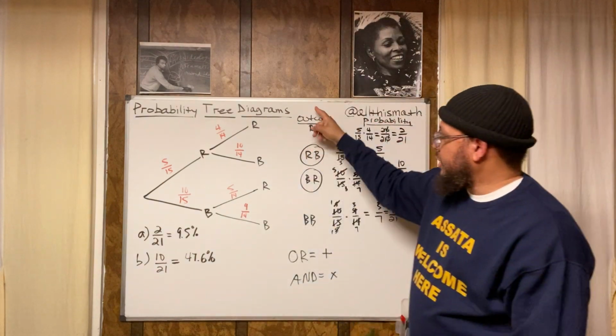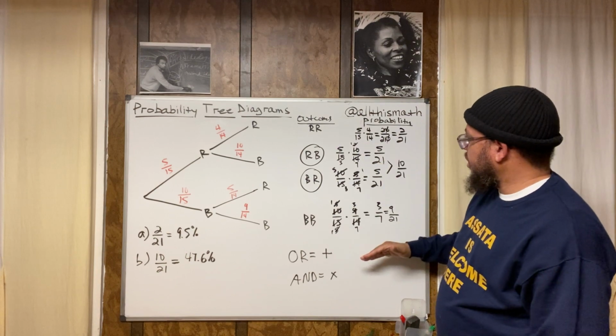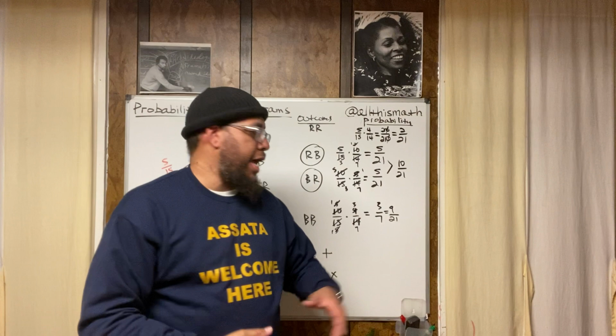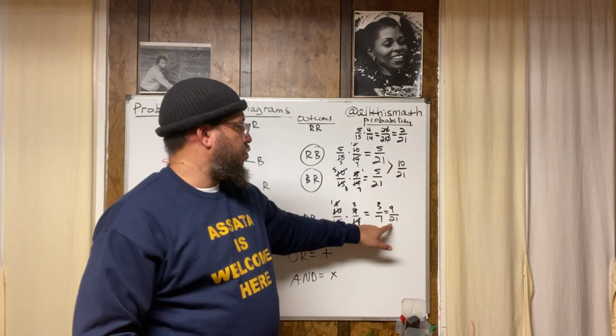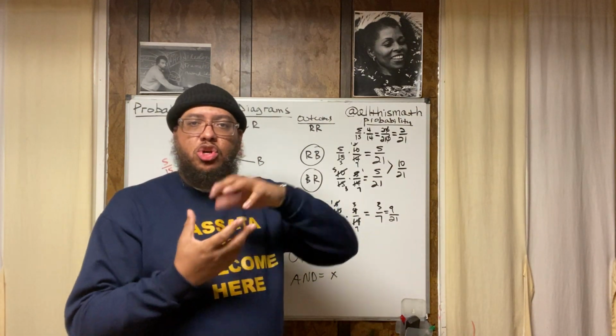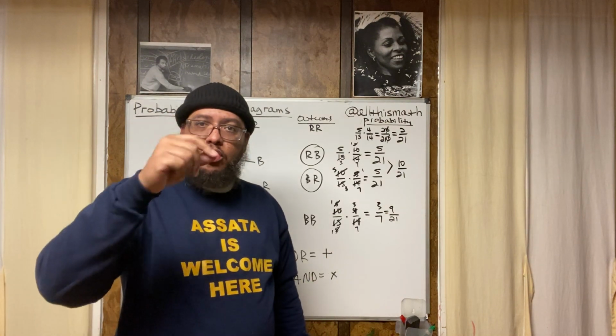All right? Write your outcomes. You should have an outcome column and a probability column. Also, as a way to check your work, make sure all your individual probabilities add up to 1. All these 1, 2, 3, 4, make sure they add up to a fraction that is equivalent to 1. The fraction that we got was 21 over 21.